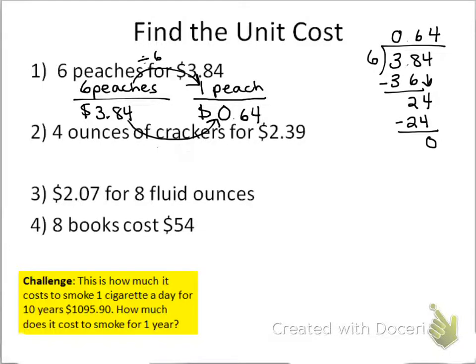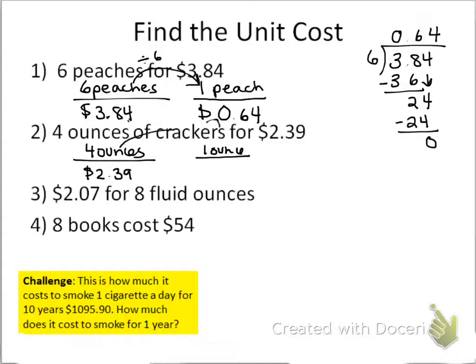I'm just going to erase this arrow so that we can see it a little bit better. So the next example is 4 ounces of crackers for $2.39. I'm going to start by writing my rate. So I have 4 ounces for $2.39. I'm trying to get a unit rate, so I'm trying to figure out how much it would cost for 1 ounce of crackers.